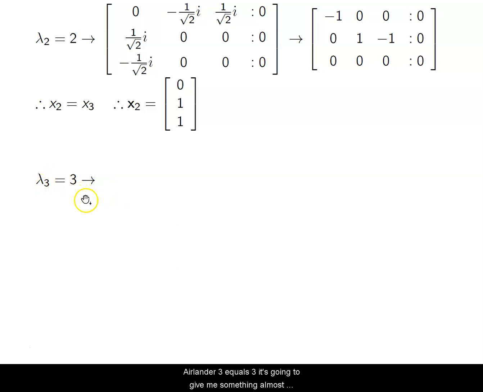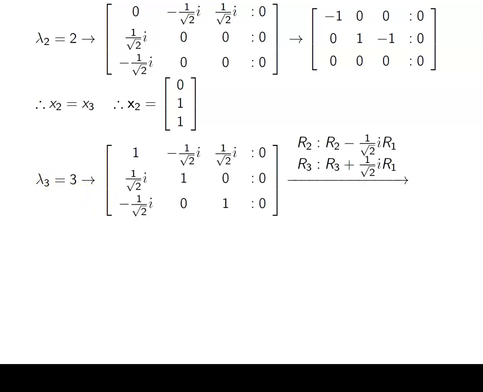For lambda 3 equals 3, it's going to give me something almost identical to the first one, but instead of negative ones, it's going to be positive ones. So all of my work is just going to have opposite signs. I'm not going to go through this. You can go through it on your own and verify it if you want to. But all the work I'm doing here is the same as what I did for lambda 1.